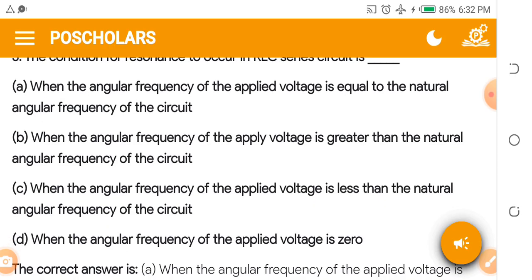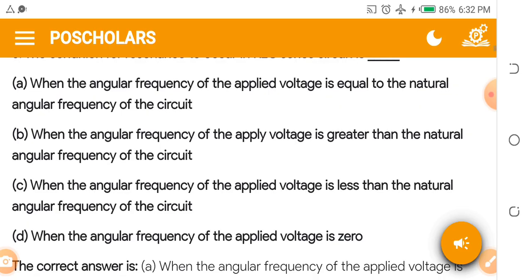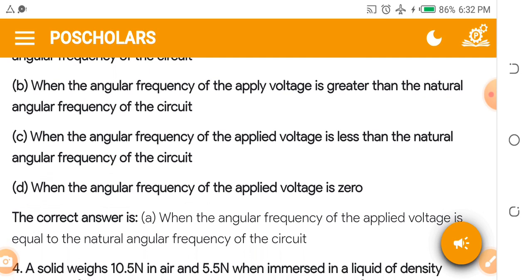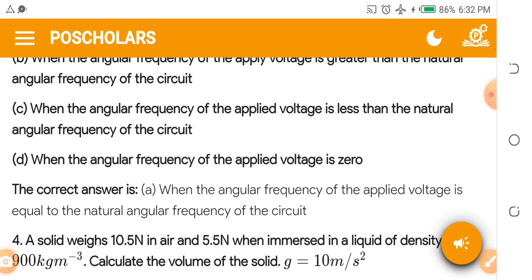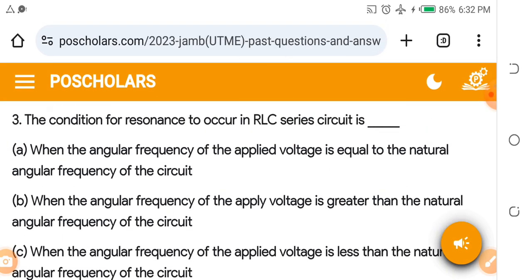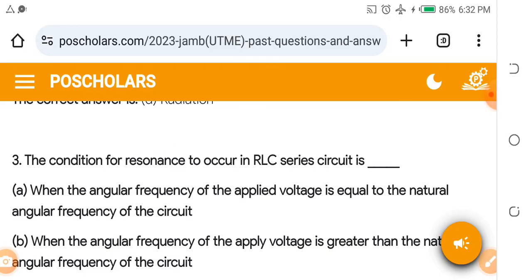B, when the angular frequency of the applied voltage is greater than the natural angular frequency of the circuit. C, when the angular frequency of the applied voltage is less than that. D, when the angular frequency of the applied voltage is 0. The answer actually is A, when the angular frequency of the applied voltage is equal to the natural angular frequency of the circuit. If that happens, then that is the condition for resonance to occur in an RLC series circuit.